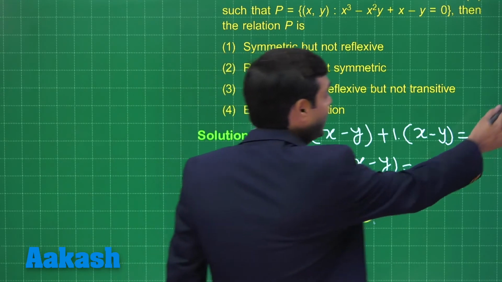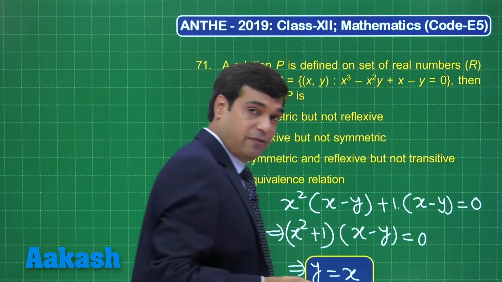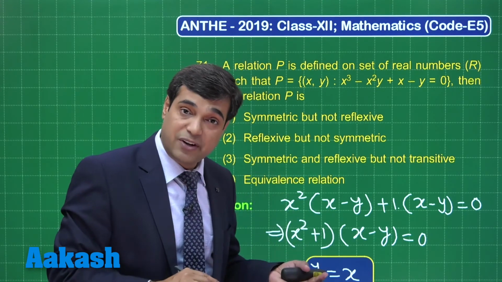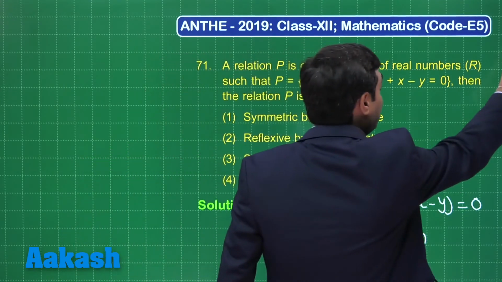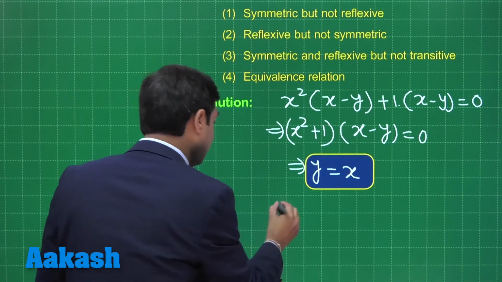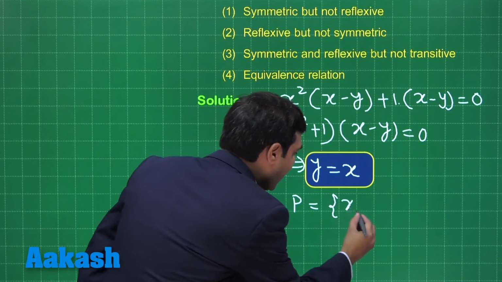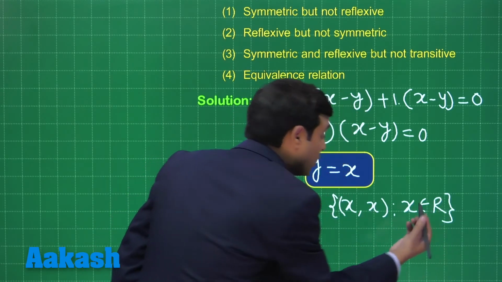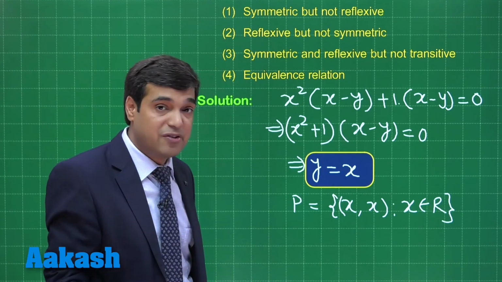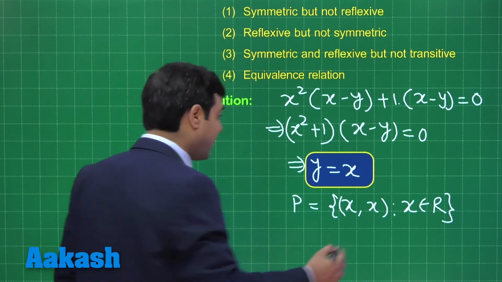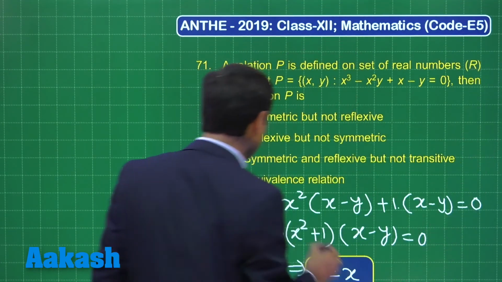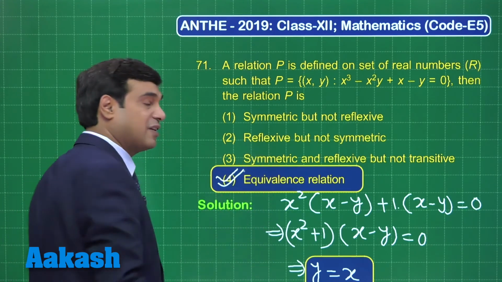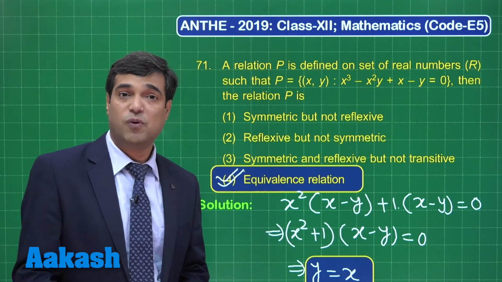Now when you say y is equal to x, simply identity, right? So clearly we can say this relation is reflexive, because for each x you have the same value. This one is symmetric as well, right? So we can clearly redefine this relation as P equals (x, x) such that x belongs to R. So clearly this relation is reflexive, symmetric as well as transitive. So which one is the correct one? We can say this is an equivalence relation. Therefore option number 4 is the correct answer for this question. I'm sure this is clear. Let's move on to the next question now.